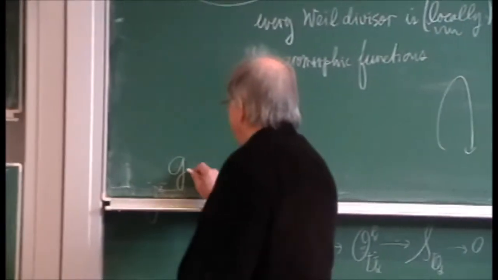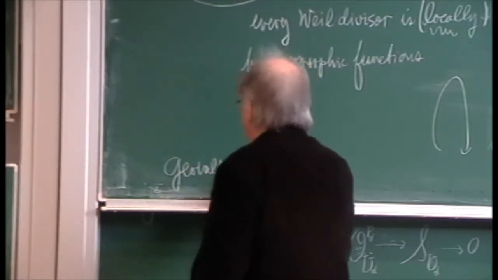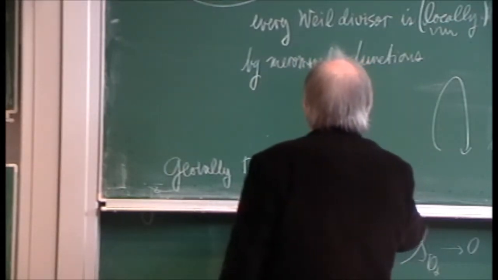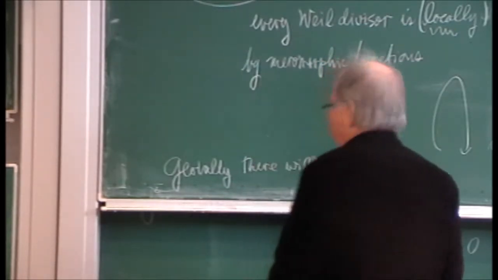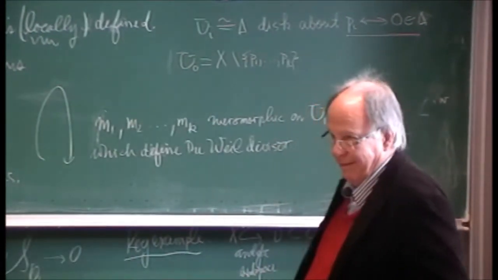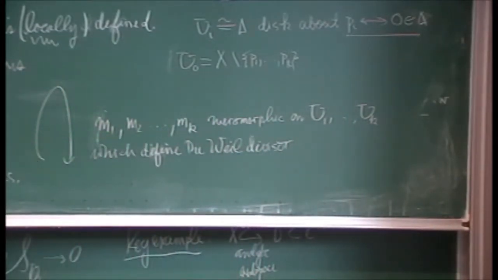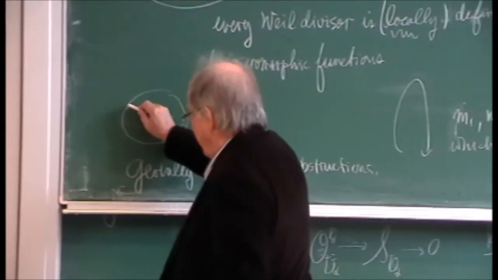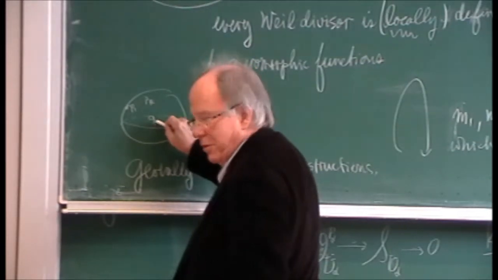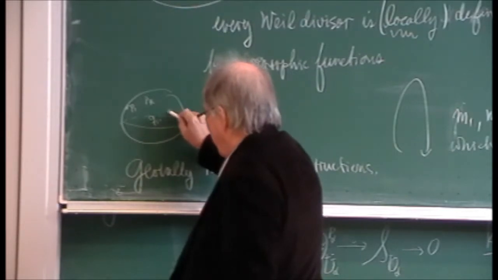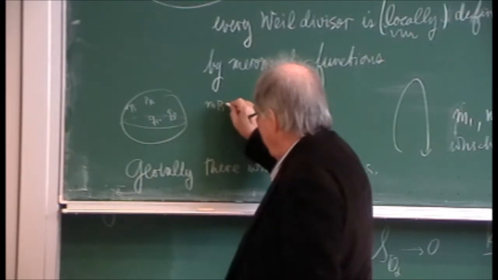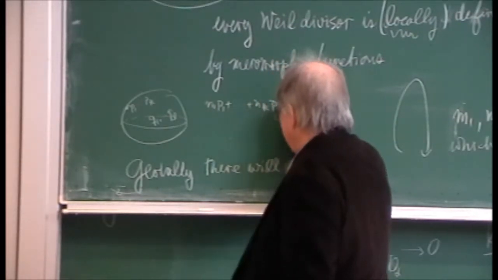Globally, there will be obstructions to it. Globally means to find a global meromorphic function, finding these divisors. You can be lucky, for example, if the Riemann surface is the sphere, and you have P1 through PK here, and often we write P1 through PK for the zeros, and Q1 through QL for the poles. And now let's start thinking, and the multiplicity is N1 at P1. This should be the zero divisor.